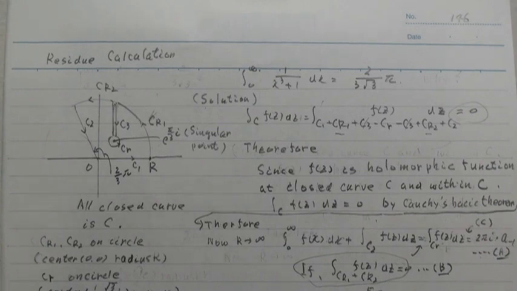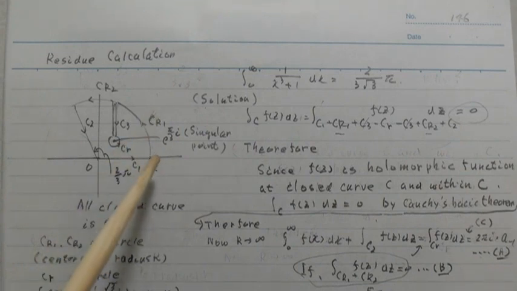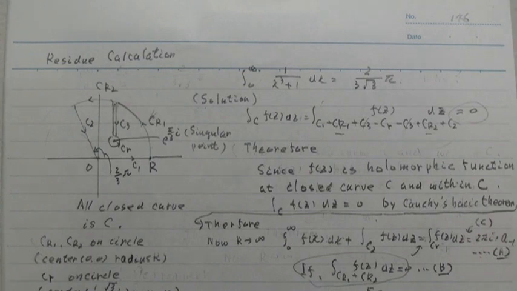And a circle with center at the origin and radius R, this circle is sector 1 and sector 2, and a small circle centered at the point e to the pi over 3 i, this point, the singular point, with radius small r.